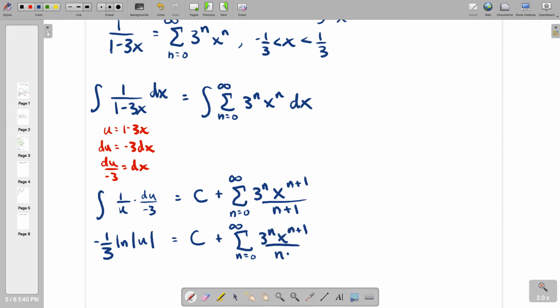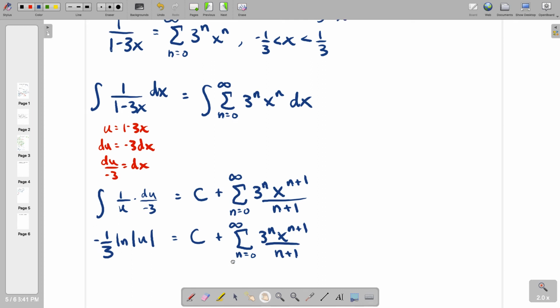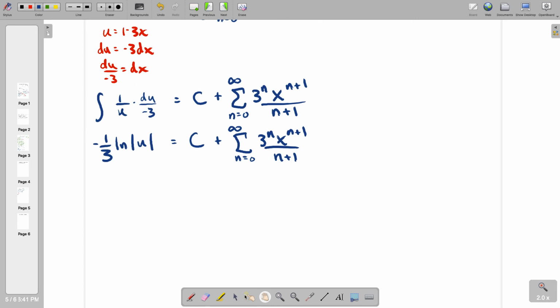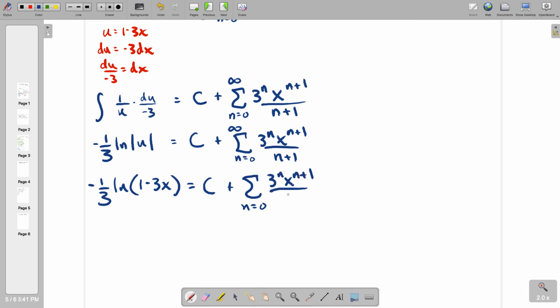And then we, of course, have to plug back in what our u is, right? So this will be negative 1/3 natural log of 1 minus 3x. Now, I'm going to drop my absolute values here, which you should, in general, be careful about doing. But the reason I'm dropping my absolute values is because I know that x has to be between negative 1/3 and 1/3 anyway, right? Because that's the interval of convergence.